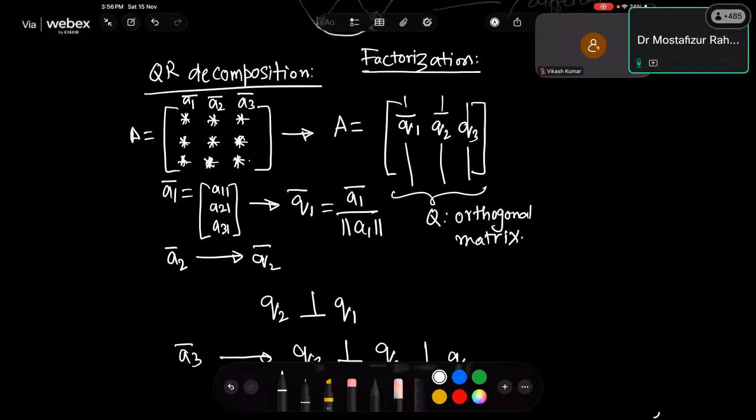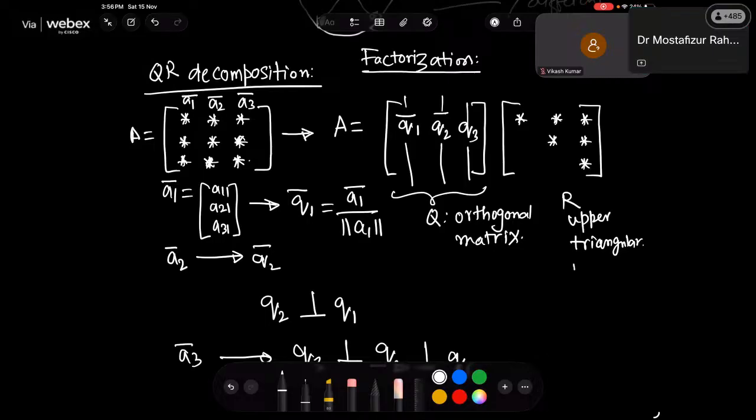This occurs only if there is an additional part coming as an upper triangular matrix like this. Rest are zero, right? So this is just an upper triangular matrix R, okay, and this is known as the QR decomposition. So this is the upper triangular matrix.